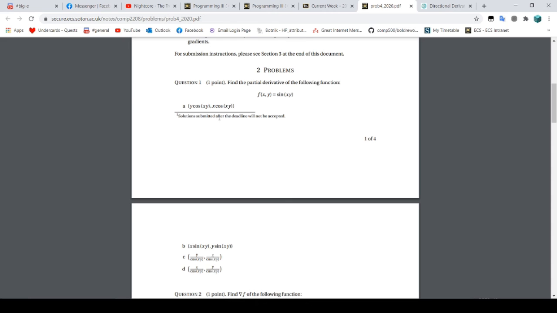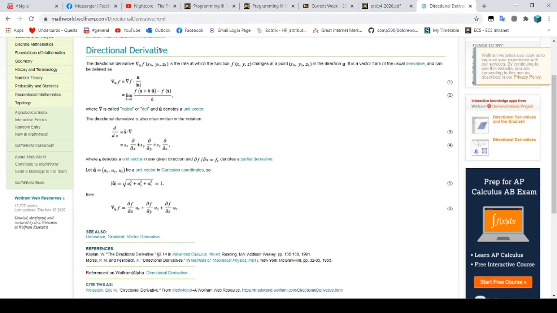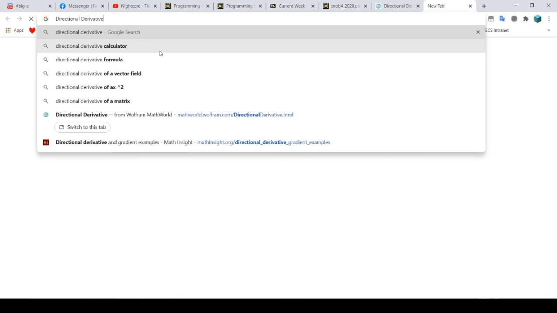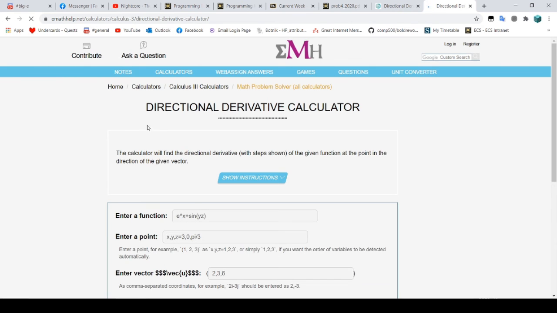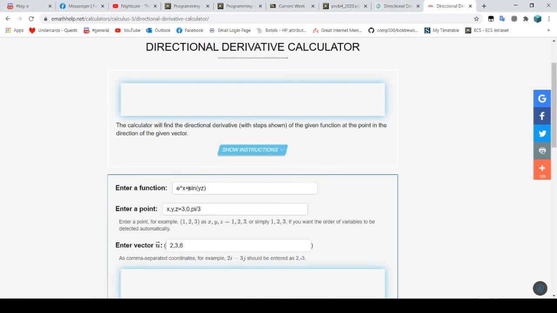Well, this has got to be A then. It doesn't make any sense for it to be the other ones. See if there's a calculator for it. There's a calculator for everything. Let's see what the calculator says. Let's see, this is all we want. Just that.